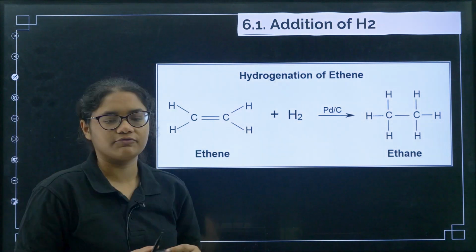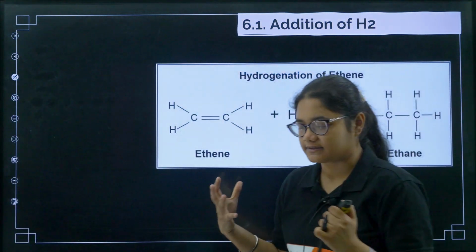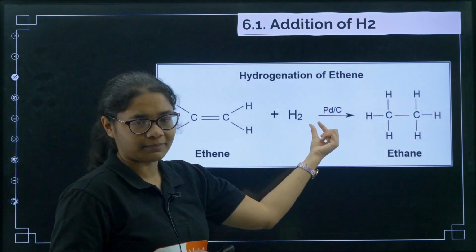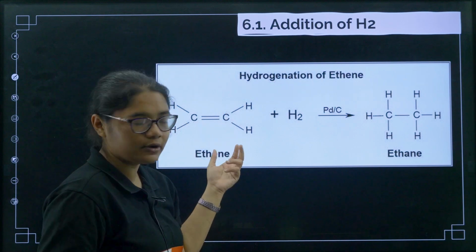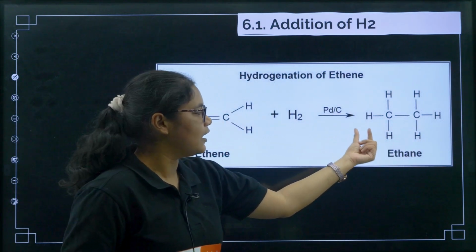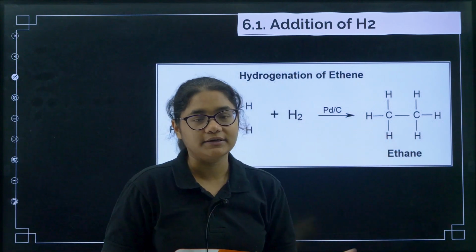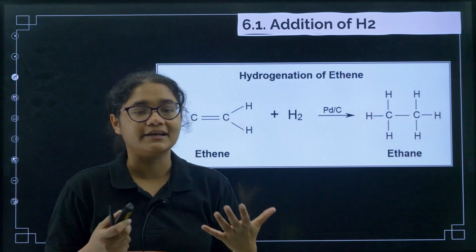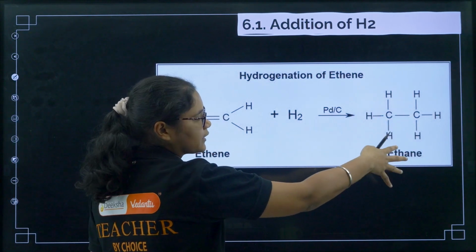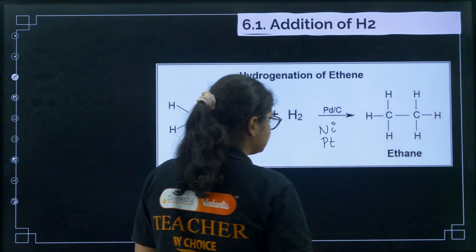So the first one is addition of H2. This reaction many of you might have already studied. That is hydrogenation. When you add H2 in presence of palladium on carbon to a double bond, the double bond breaks and single hydrogens are attached. So alkene gets converted to alkane. In the previous class we discussed that alkenes are less stable, so they immediately get converted to a more stable product. You can use nickel and platinum also as catalyst.